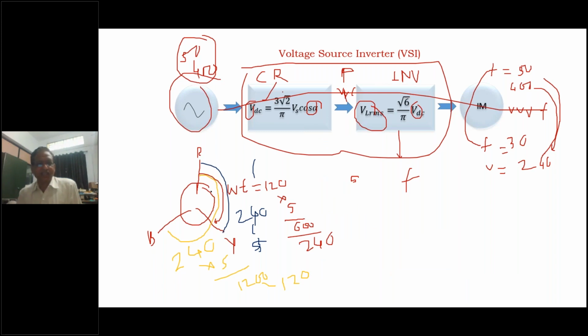So R phase, then comes the B phase. Why? B phase is lagging by 120 degrees. So R, then there is the B phase for fifth harmonics. And 240 degrees away is the Y phase. So for the fundamental, it is the RYB sequence, and for the fifth harmonics, the same sequence comes as RBY, a reverse sequence.